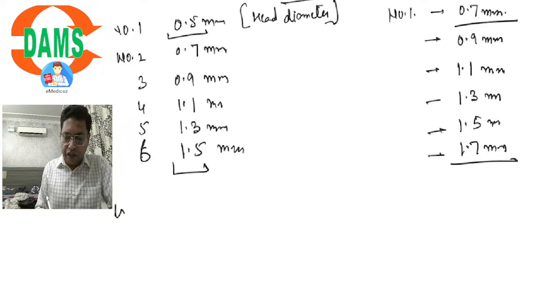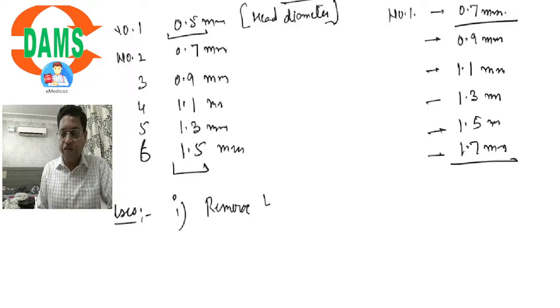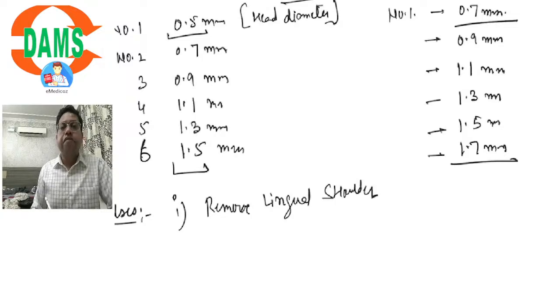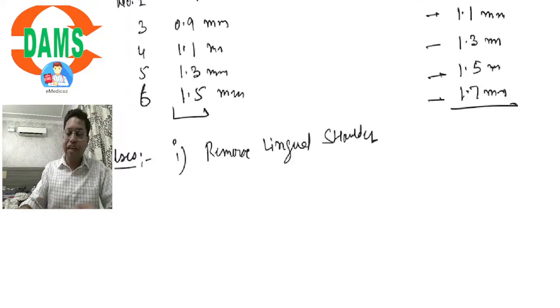What are the uses? If we talk about the uses of GG drills, the first use is to remove the lingual shoulder. Whenever we do root canal access preparations in anteriors, meaning incisors and canines, we find a lingual shoulder, which is the extension of dentine that causes the instrument to bend when it reaches the apex. To prevent instrument torsion and fracture, we have to remove the lingual shoulder.